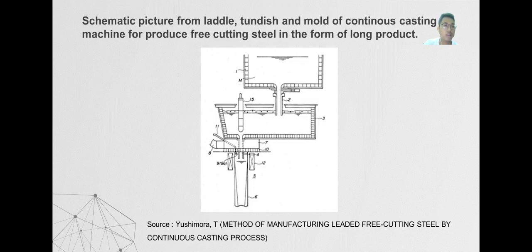This is a schematic picture from ladle, tundish, and mold of CCM to produce a free cutting steel in the form of long product. The source is from Yoshimura. The title of this paper is Method of Manufacturing Leaded Free Cutting Steel by Continuous Casting Process.